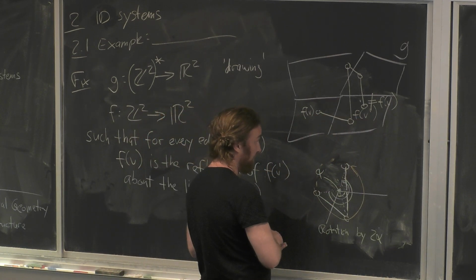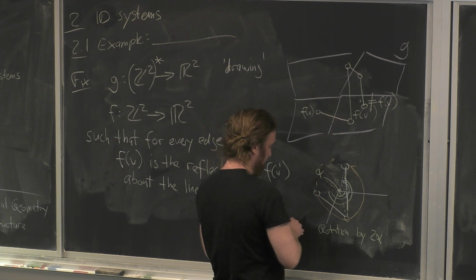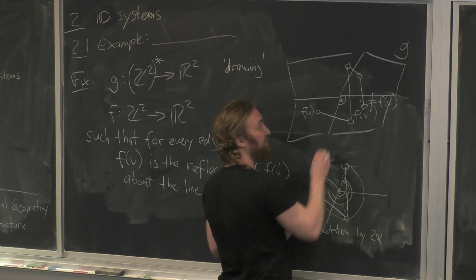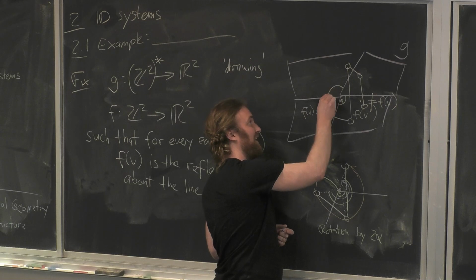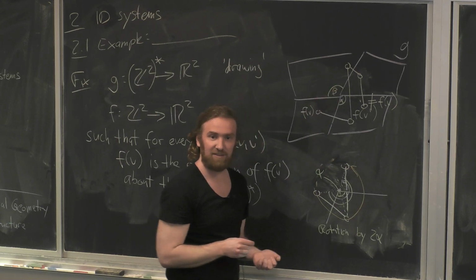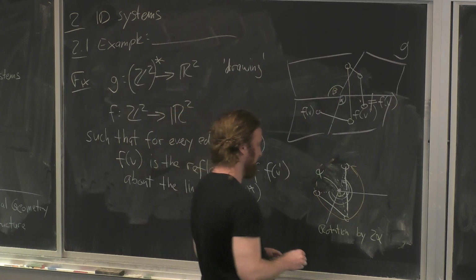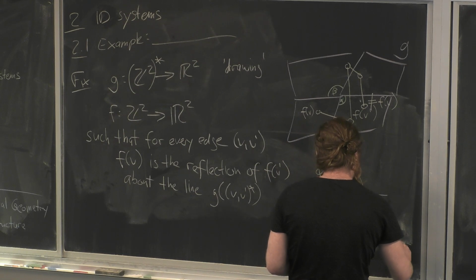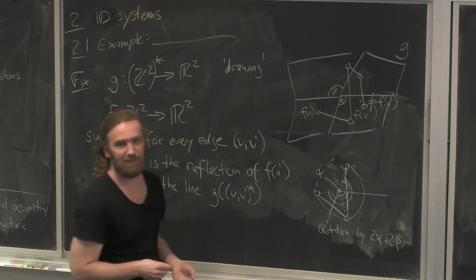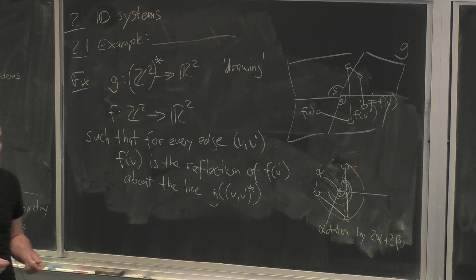But then, here would be alpha, but if I do the other two reflections, I get a second rotation. So in total, I have this rotation by 2 alpha plus 2 beta.